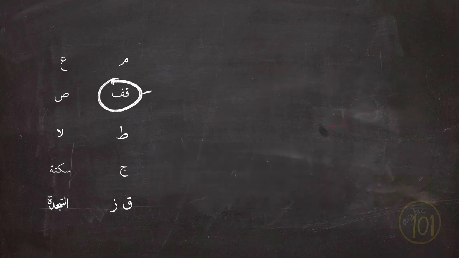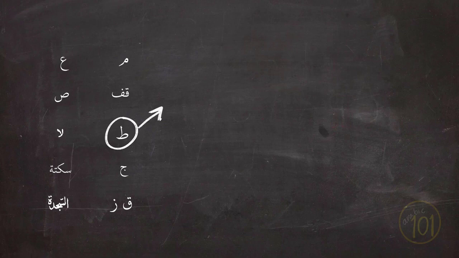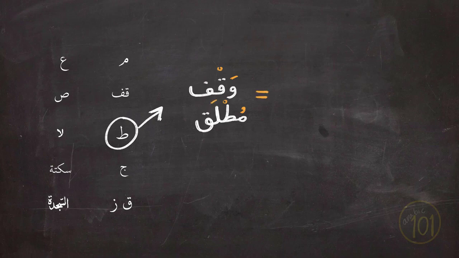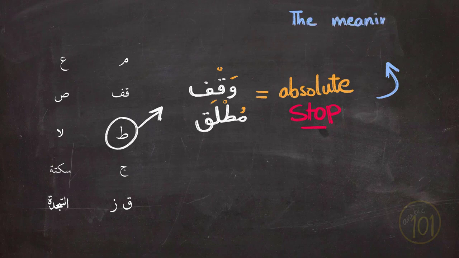Next is the sign of Ta, and it is one of the most common signs in this publication of the Qur'an. And it stands for the word waqf mutlaq, which literally means an absolute stop. In other words, you are allowed to stop here to take a breath and or discontinue altogether because the meaning of the sentence is completed.